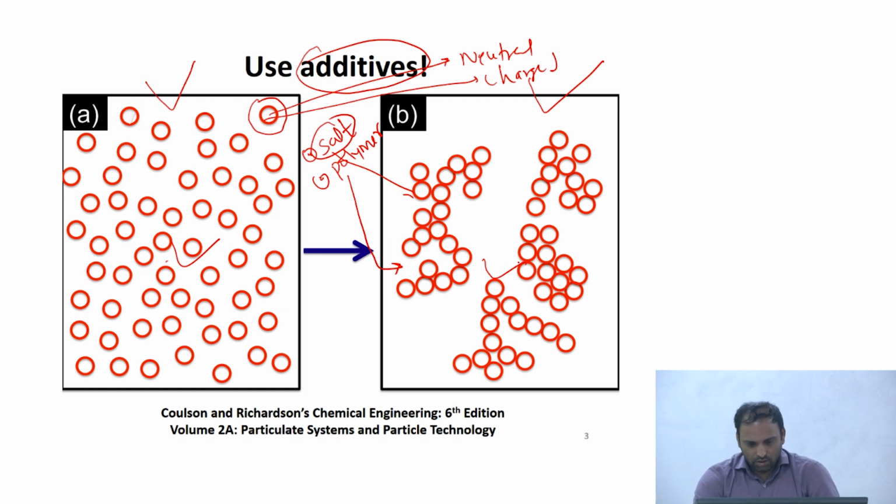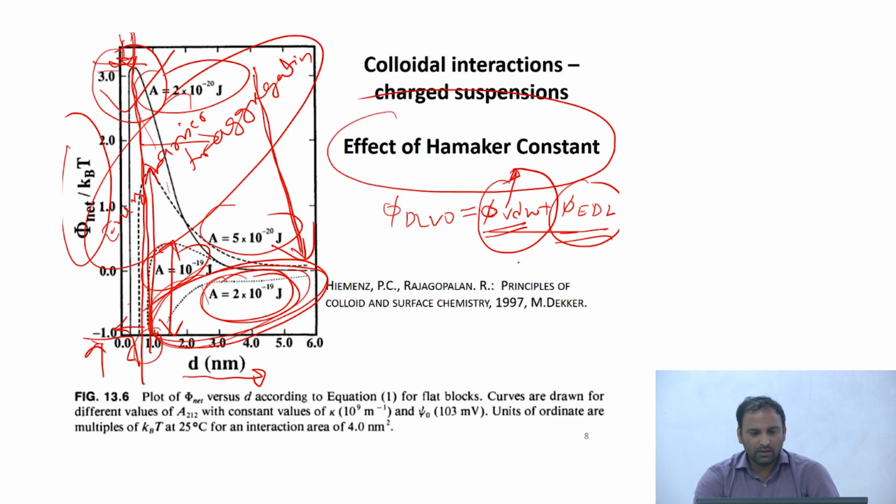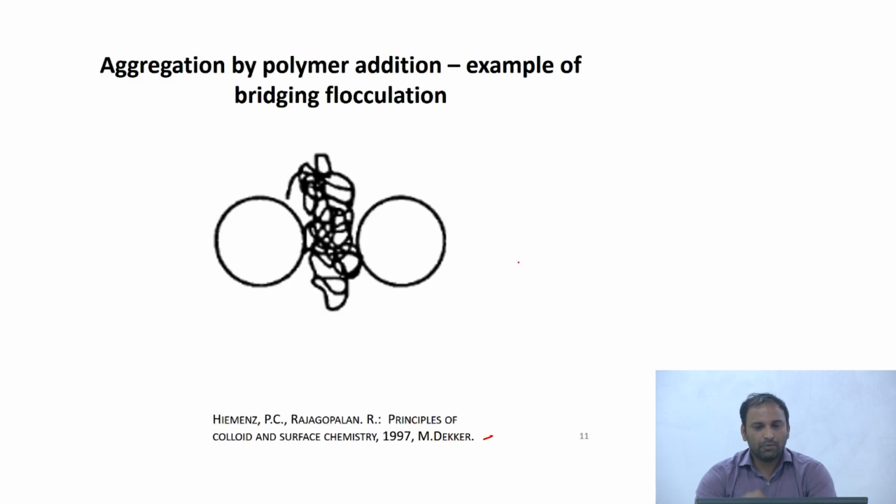Now other ways of doing this would be by putting in other additives, polymer for example. Again, the use of polymers as additives to tune the interaction between particles is a big field. There's a lot of literature. If you're interested, I can go through it, but I just want to give you a feel for a particular term.